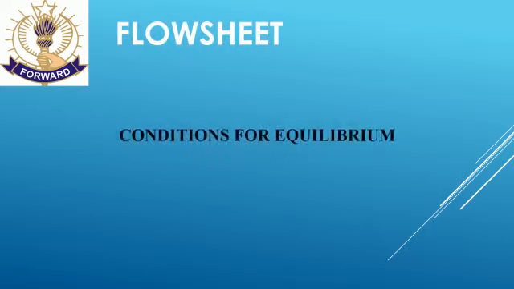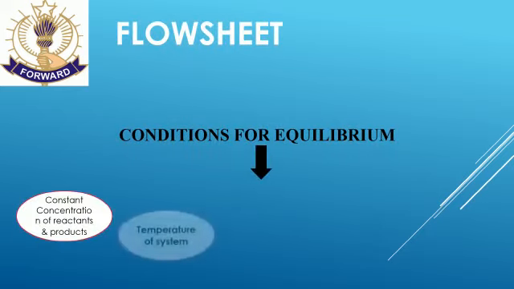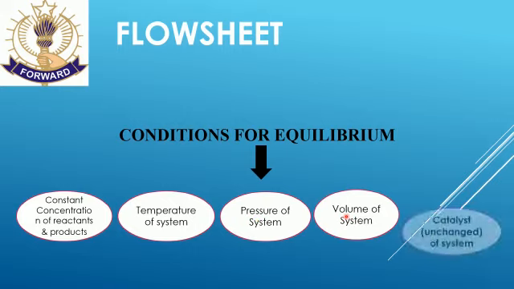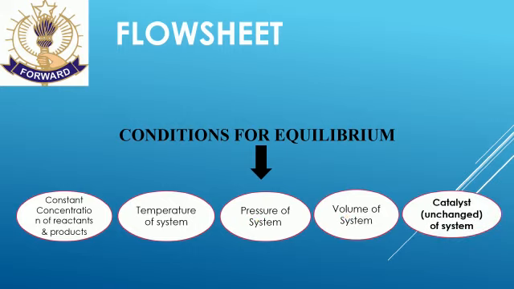So here we have the flow sheet. By flow sheet we can draw that these are the conditions. First, we have constant concentration of reactants and products, then we have temperature, we have pressure, we have volume, we have catalyst which remains unchanged in the system.